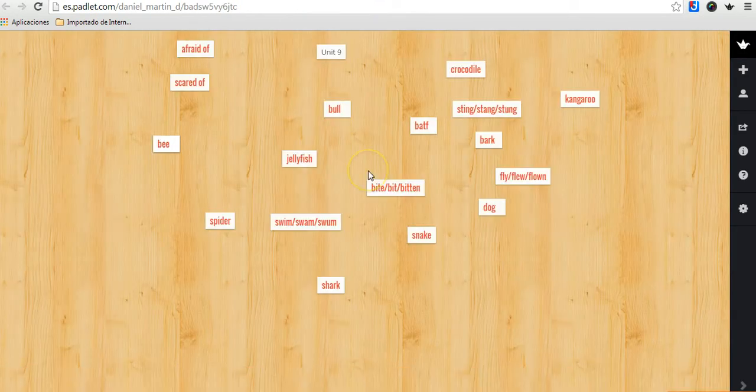Next, you can use Padlet as a repository for vocabulary from your textbook units. In Unit 9, the students were exposed to a lot of words and expressions that had to do with animals. So you have the words there, and it's up to you to create activities that center around those words. I could say, which animal barks? Well, it's the dog.